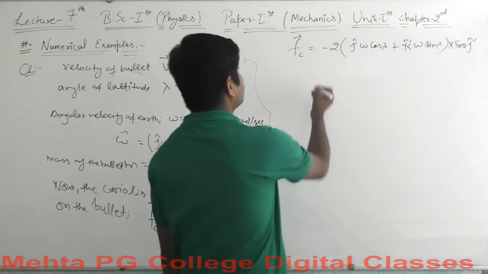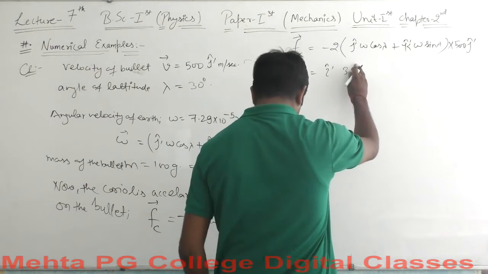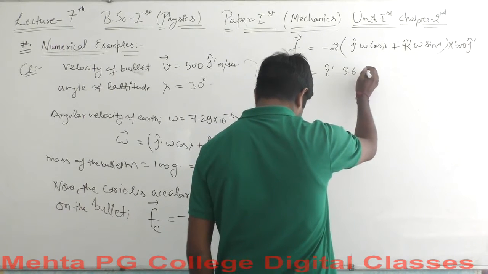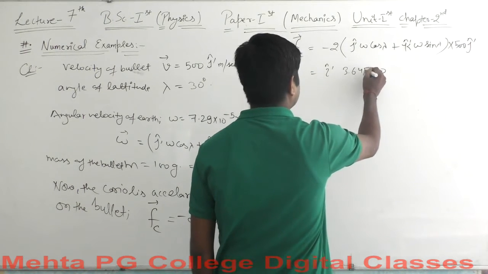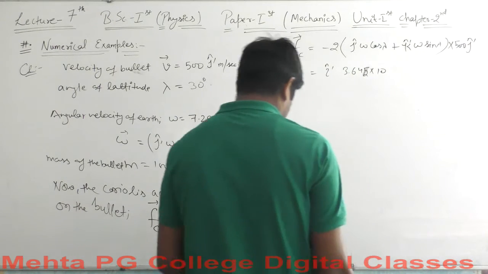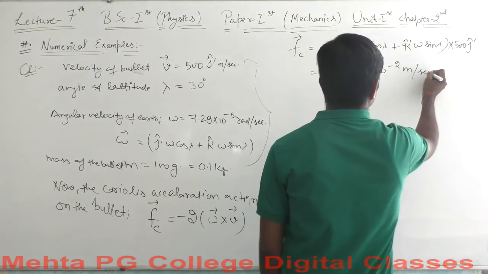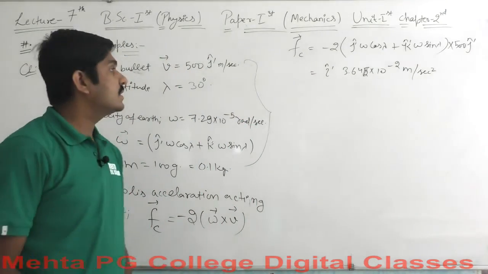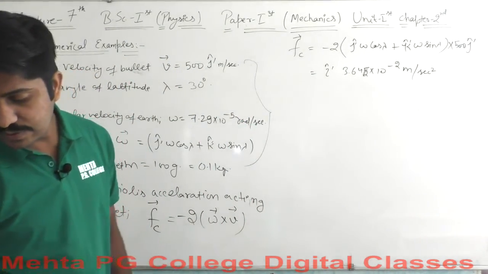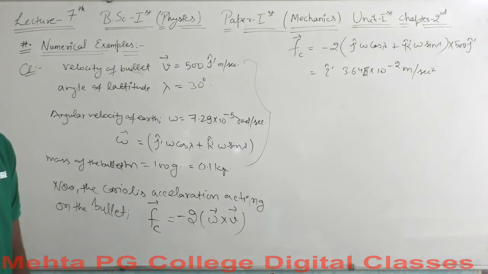This will be equal to i cap 3.645 into 10 to the power minus 2 meters per second square. That should be the value here. This is the i cap, that is equal to this value. Okay.